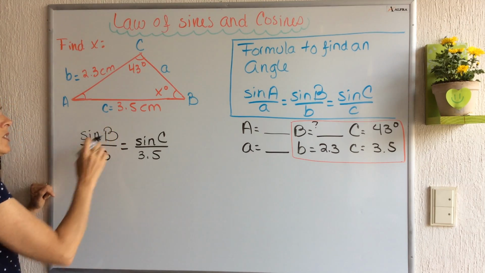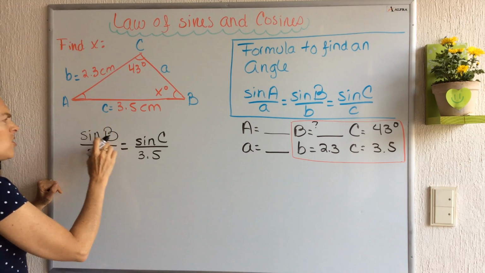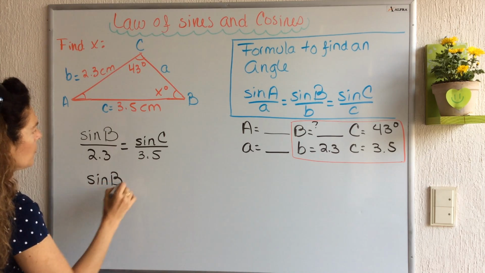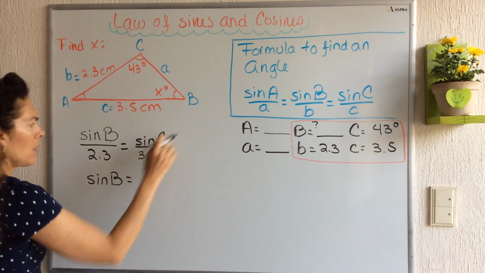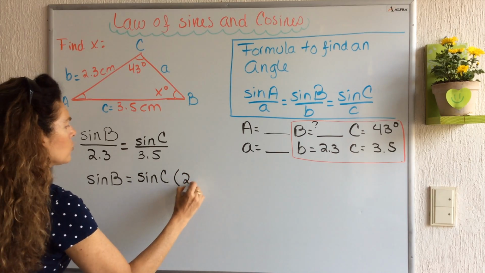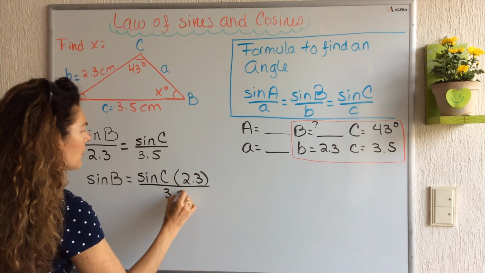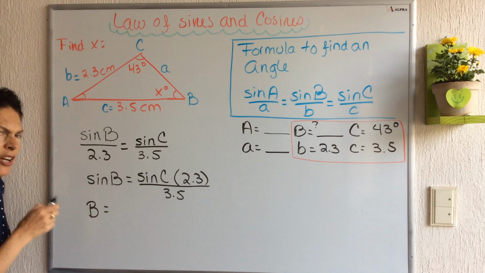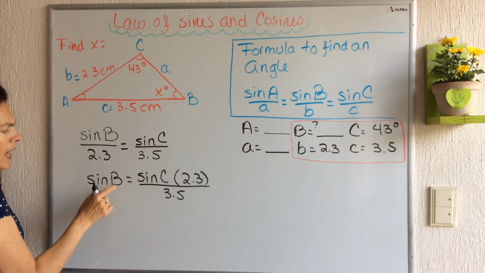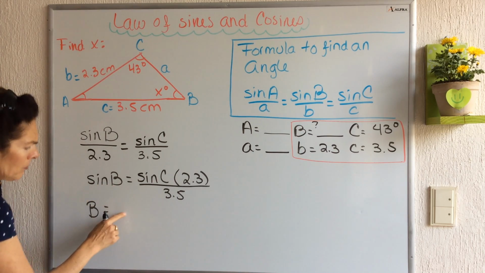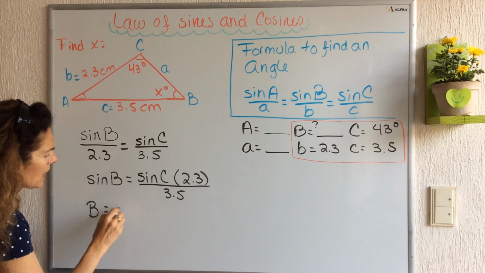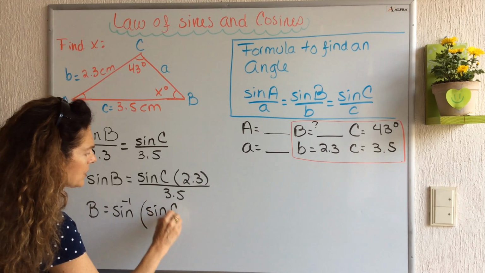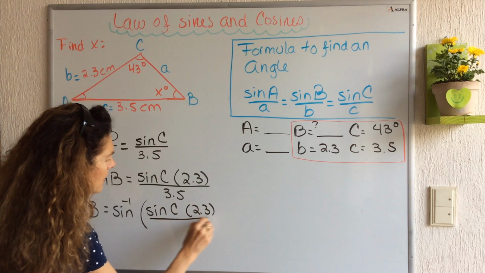But careful, because we are going to solve for B, not for sine of B. So I want to have the B, just the B, okay? Only the B. Okay, now we are going to do this. Sine of B equals, this 2.3 is dividing. I'm going to pass it multiplying. Sine of C times 2.3 over 3.5. And then, dear students, as we have to solve for B, we're going to have this. B equals, I'm very careful in this part. When we are solving for the angle, the trigonometric ratio is going to pass to the other side, but as an inverse ratio. So we're going to have the inverse sine of all this. Sine of C times 2.3 divided by 3.5.